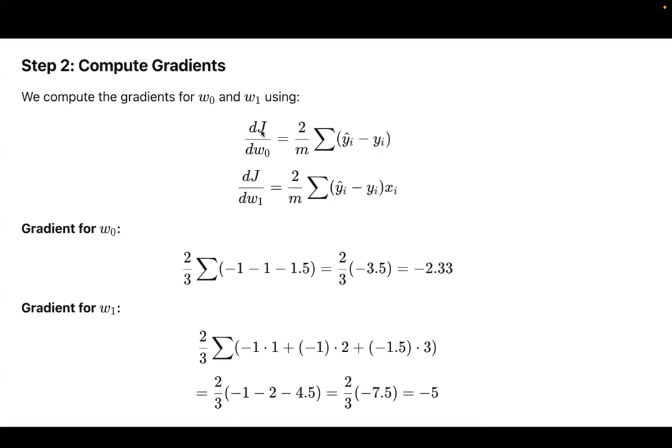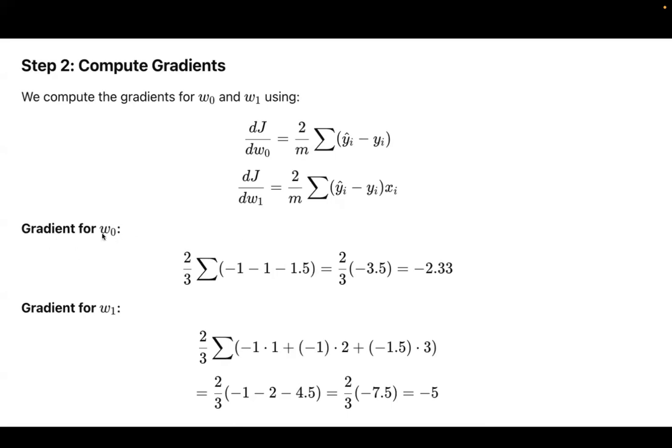So now what we do is, this is our loss with respect to W0, and this is our loss with respect to W1, which are the bias and the weight. And this is our formula: sum of (y hat minus y_i) over m, where m is the total number of elements, which in our case is 3. We have 3 samples in our data set.